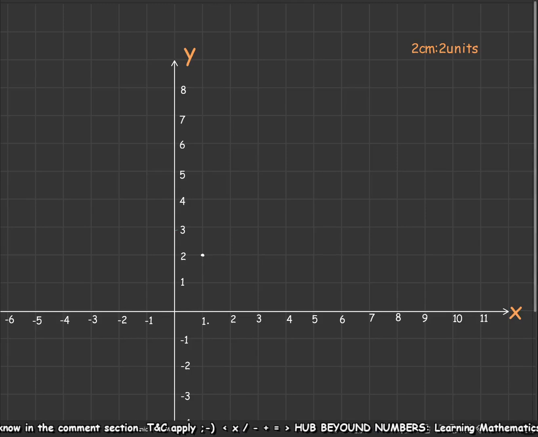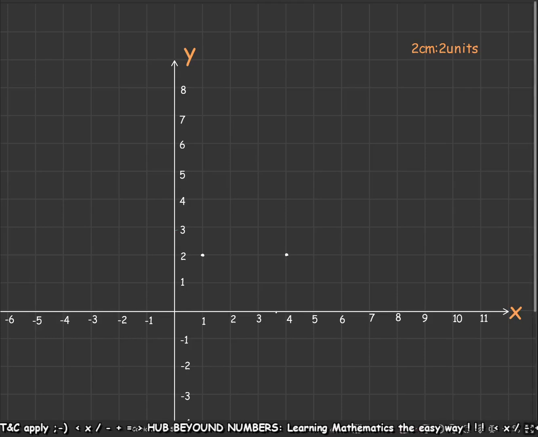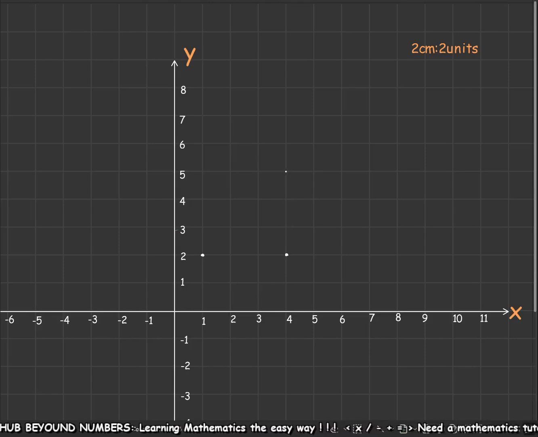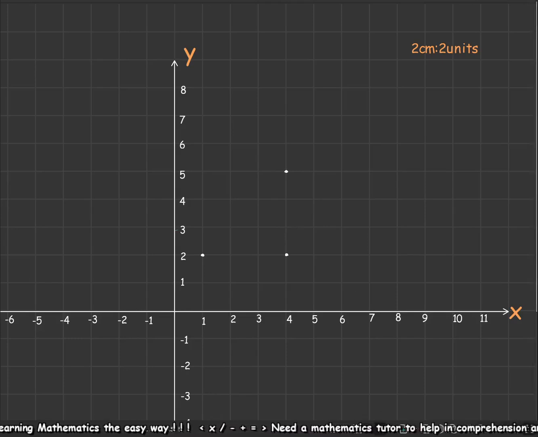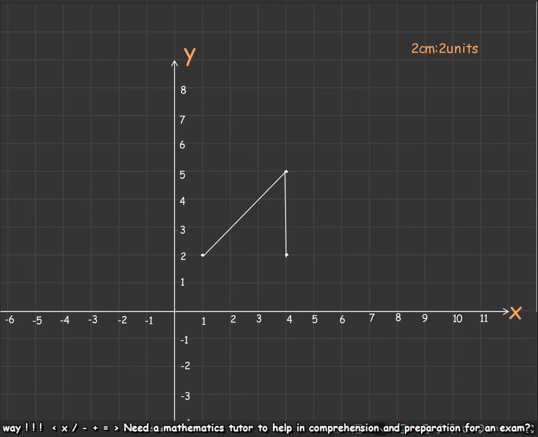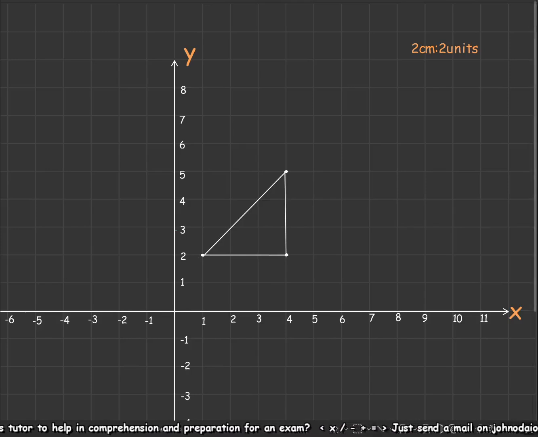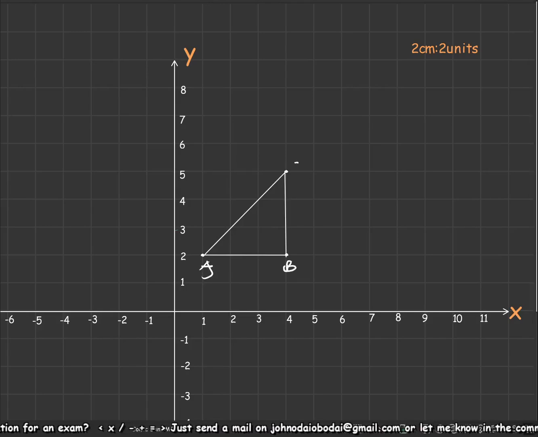Then our B was 4, 2. So X is 4, Y is 2. We locate that over here. And then C is 4, 5. We have that over here. And remember, it was a triangle, you see. So we would have to what? Complete it by joining the points. So this is what I have here as my triangle. And then I'm going to do my label as well, so that I put my A over here. And then my B is also going to be here. And then my C over here.